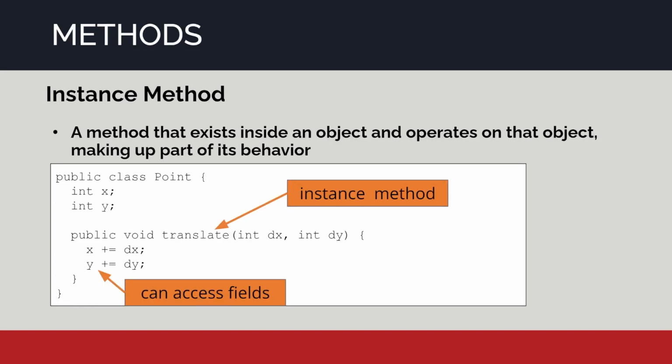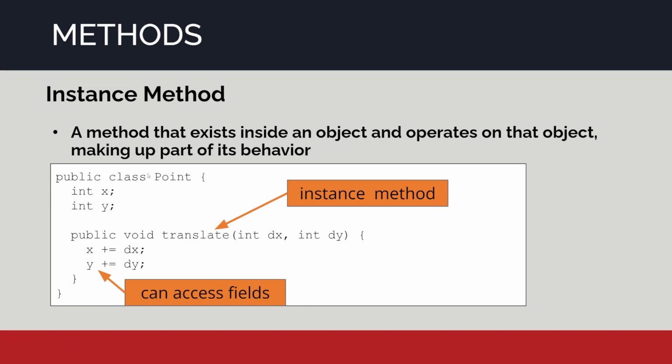Okay, so instance methods. We've talked about fields. Methods are behaviors. An instance method is something that exists inside the object, and each object from that class has its own copy of those methods. The methods will work on the object, not the class.